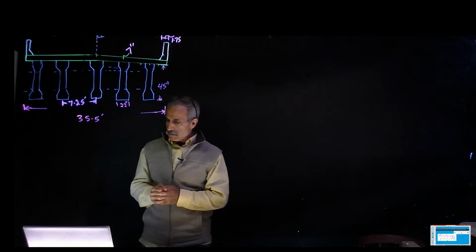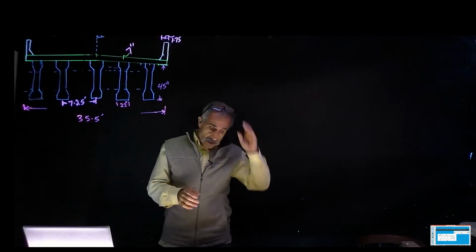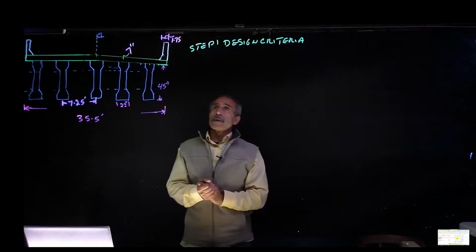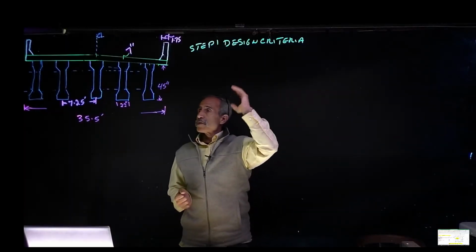Now, the dimensions, let me actually bring this up. So basically the beam, the deck slab is about 7 inches. The span is about 80 feet long. We're going to use an AASHTO PCI girder, and the spacing between is 7.25. The width is 35.5, and then we're going to go ahead and design it. So step one is going to be to find out the design criteria.